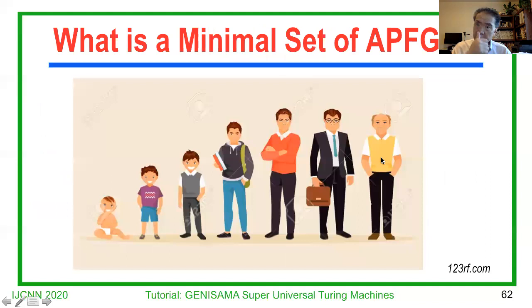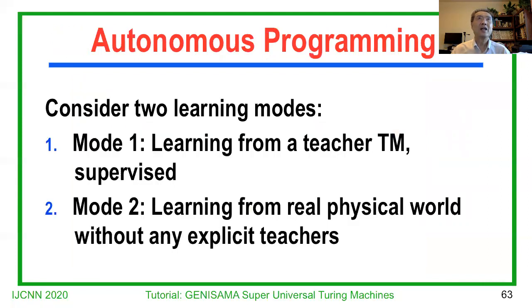Minimal set means a set of mechanisms. I will get to that, all right? This is something that we did not really think about before. I let you know that we already have a solution. We computed two kinds of learning mode, all right? Mode 1 is simpler. It's learning from a teacher Turing machine, supervised.